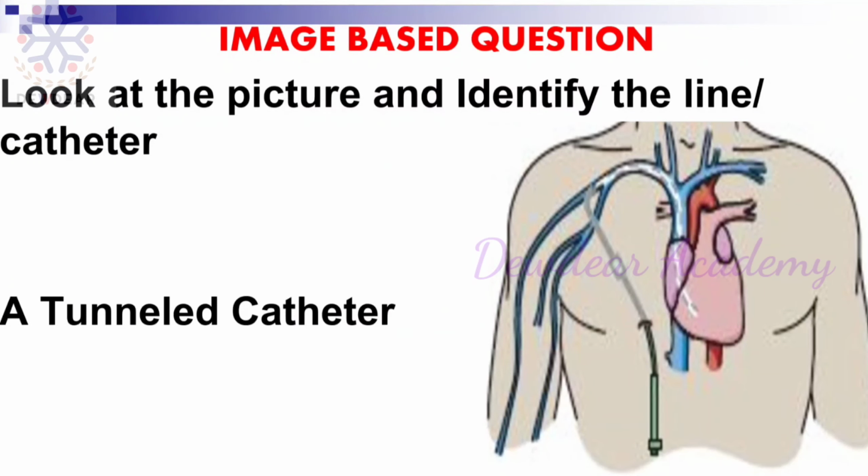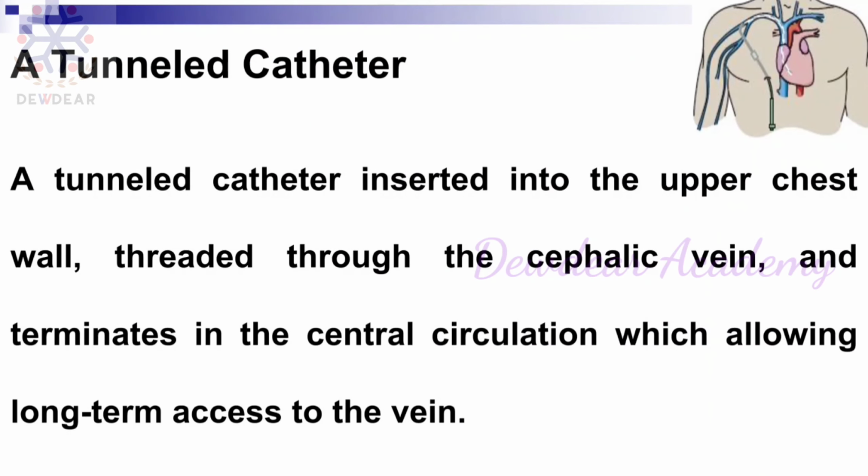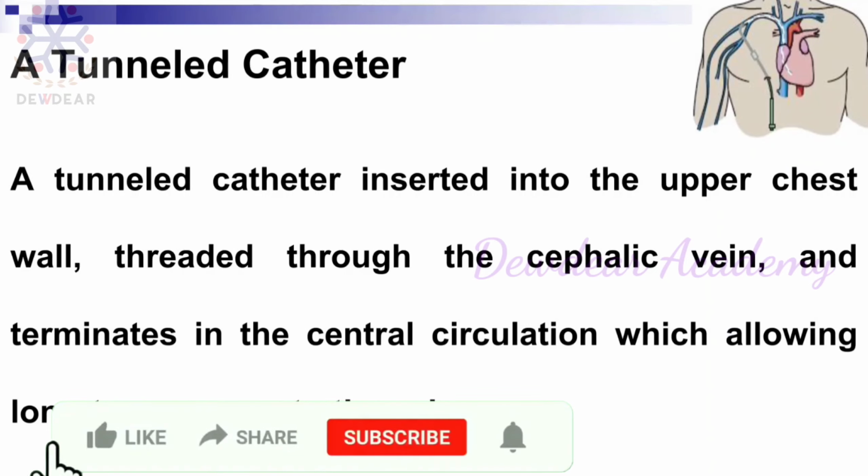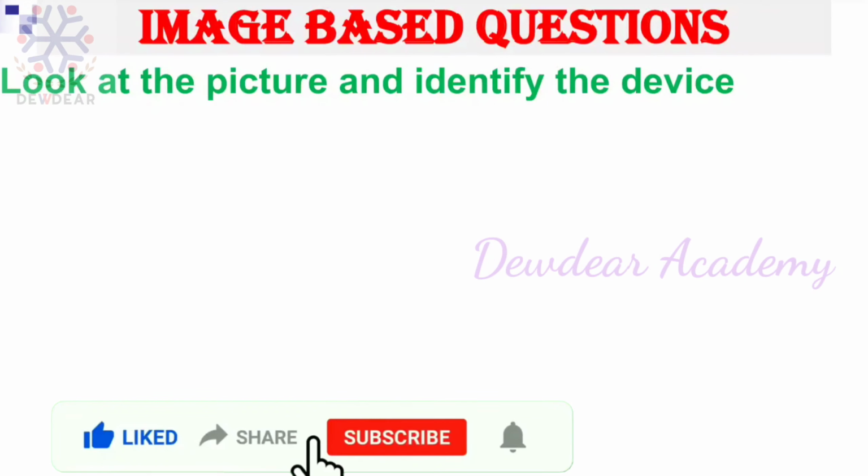It is a tunneled catheter. A tunneled catheter is inserted into the upper chest wall, threaded through the cephalic vein and terminates in the central circulation, which allows long-term access to the vein. Next question. Look at the picture and identify the device.